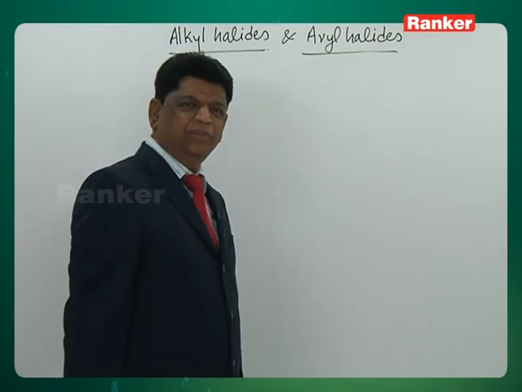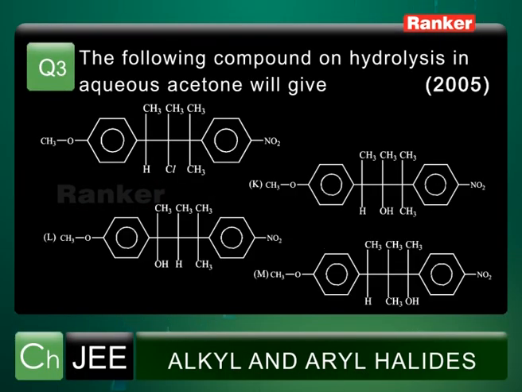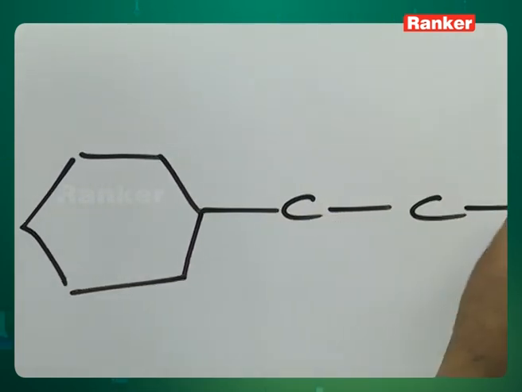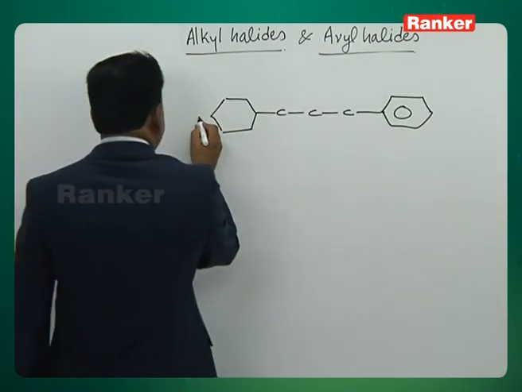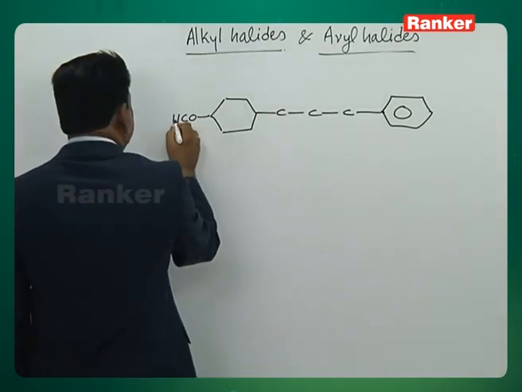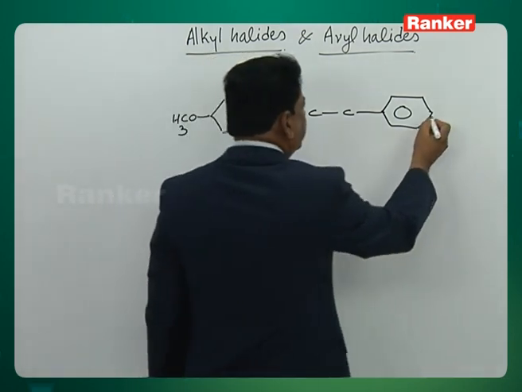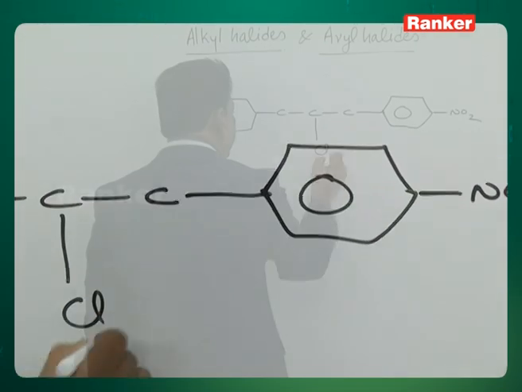So let's go to question number 3. The following compound on hydrolysis in aqueous acetone will give, and 3 different answers are given. In this compound there are 2 different phenyl rings attached through 3 carbons. One of the phenyl rings has an activating group, OCH3. The other ring is attached to the nitro group. In the middle carbon there is one halogen.